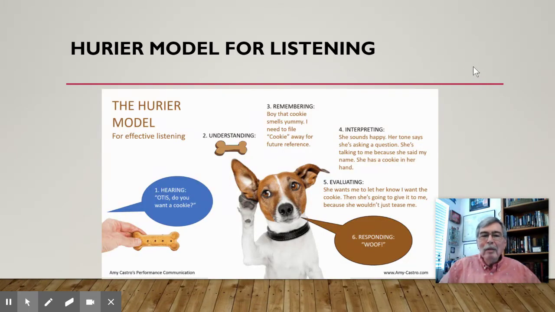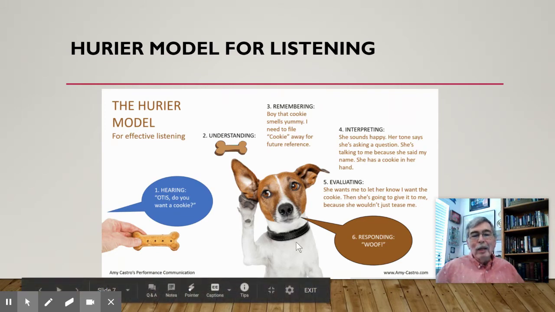Well, here, the authors of the book provided this fun little diagram of the HURIER model of effective listening. I'm going to look over here for just a moment, I have a bigger screen over here. Excuse my profile. So here's the model in practice. Okay, so hearing. Okay, we've got a dog situation going on here. Now this is Otis. Otis is a smart little dog, and look at the size of his ears. Man, he's hearing all the time.